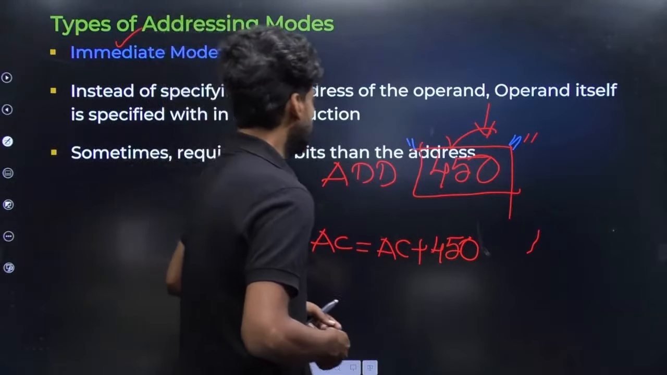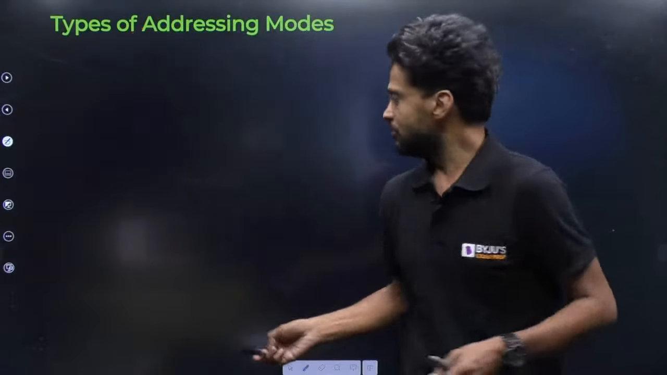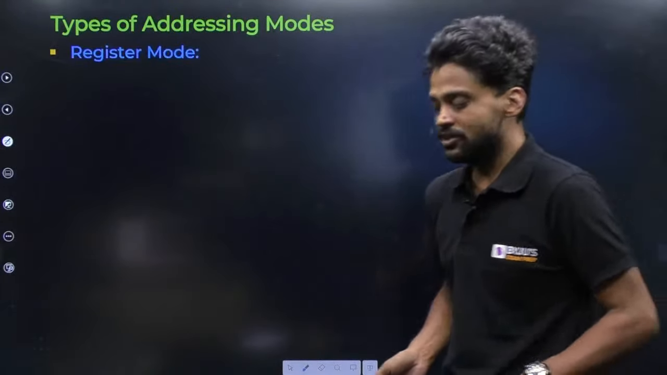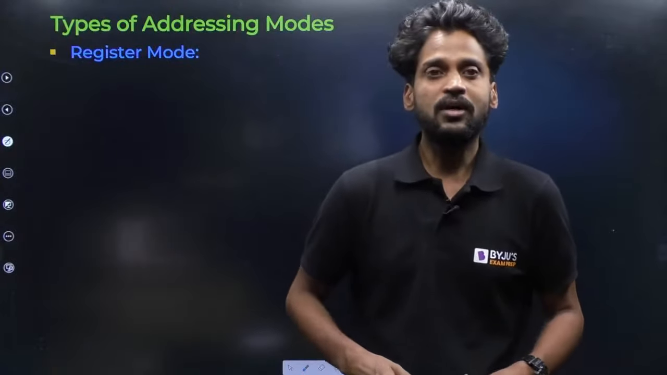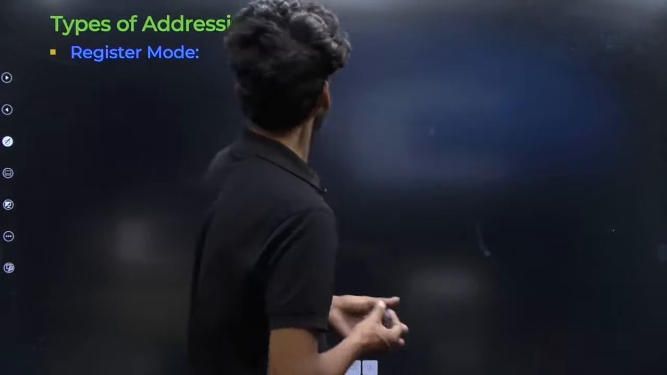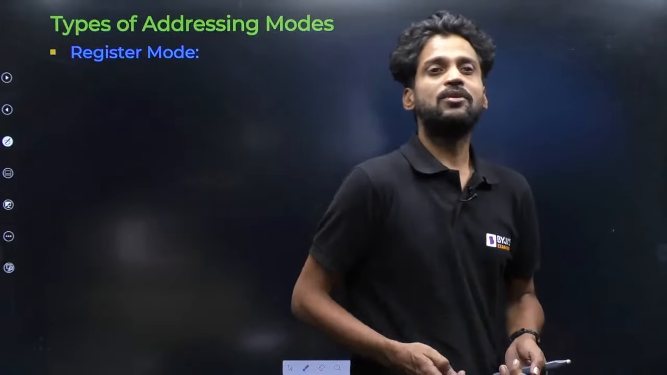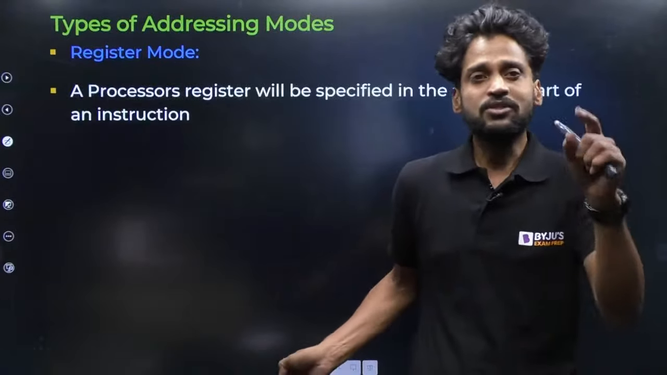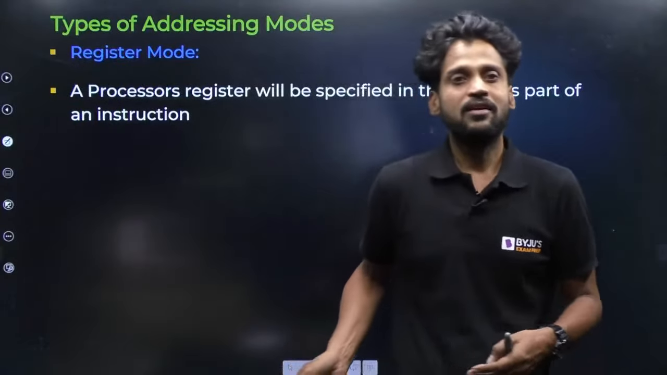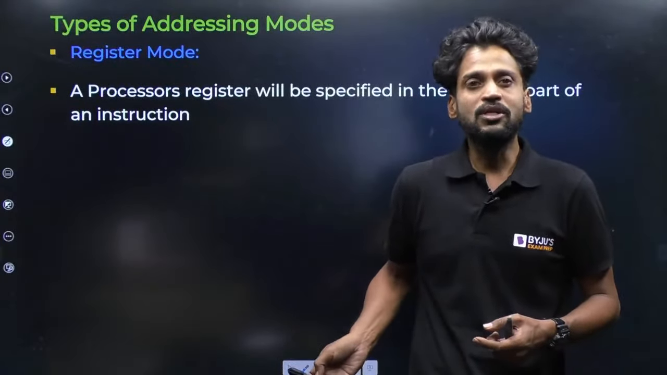Sometimes require more bits than an address. What is this? We are going to discuss later. Now, what is the register addressing mode? In the register addressing mode, understand something. A processor's register will be specified within the instruction which holds the operand.